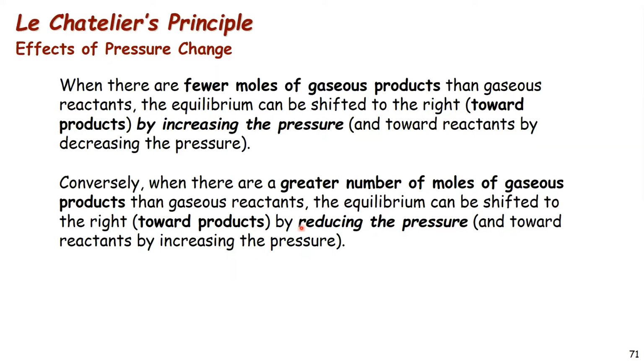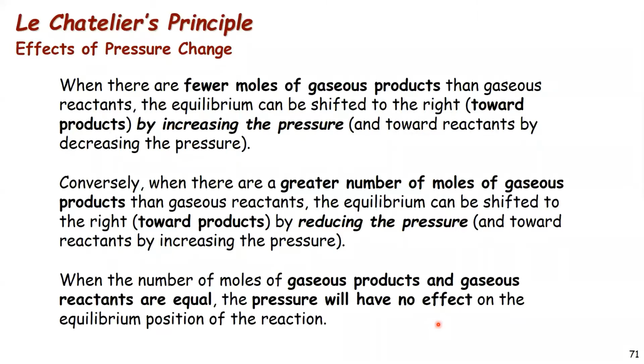So again, it depends on whether you have more reactant gaseous molecules or more product gaseous molecules. And then again, you could just deduce which way the reaction is going to go. And again, like I said, if there's the same number of gaseous reactant molecules as there are gaseous product molecules, pressure is going to have no effect on the equilibrium, right? There's no way to change the pressure if there's the same number of gaseous molecules in reactants as there is products.